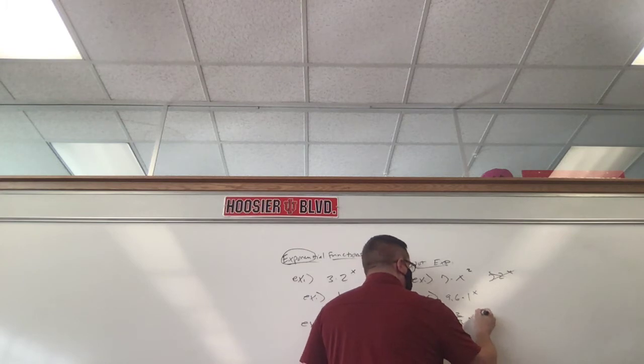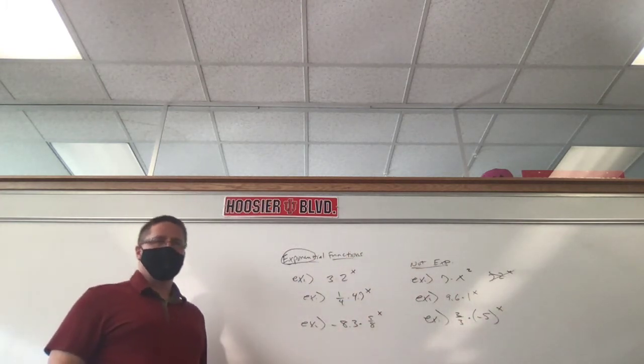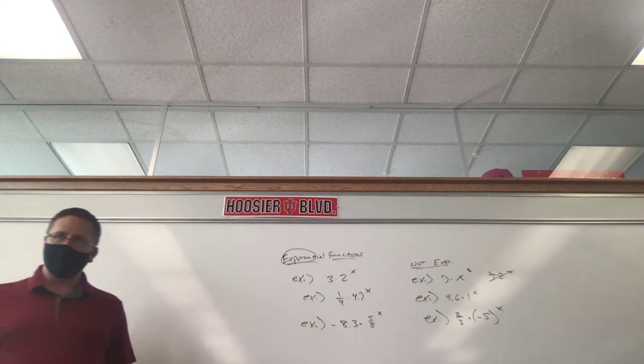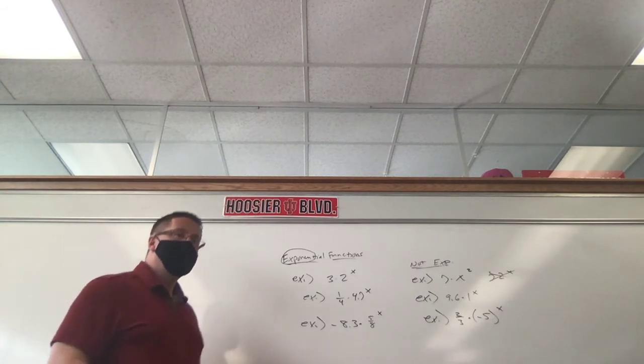2/3 times negative 5 to the x. That's also not exponential. And the reason is it can't be a negative base. It can't be, okay? What's that? It doesn't get bigger.